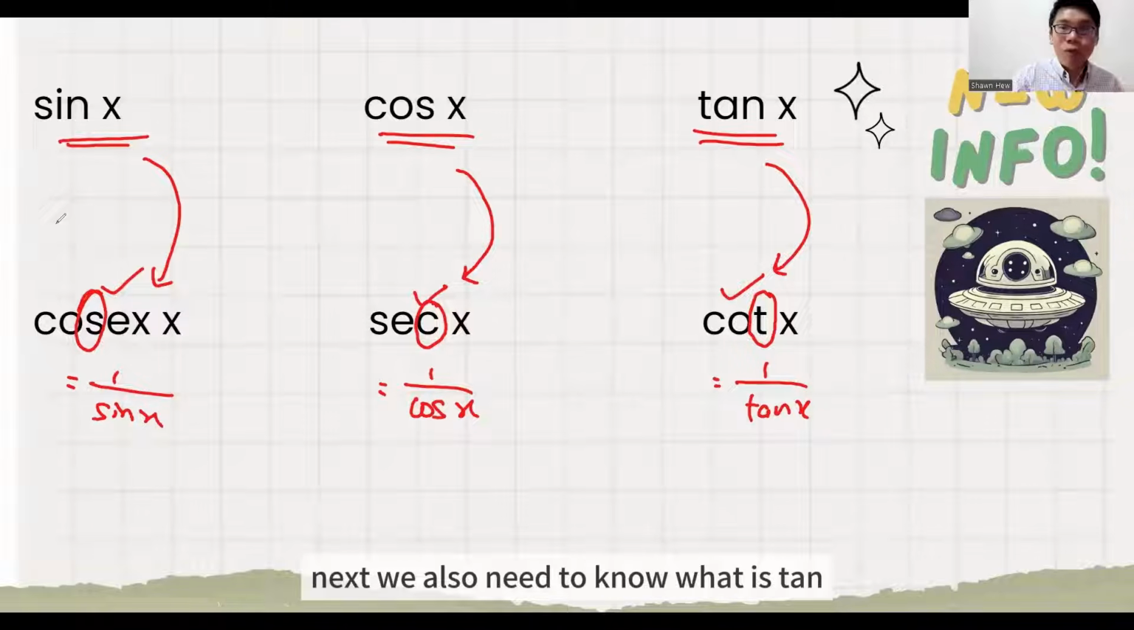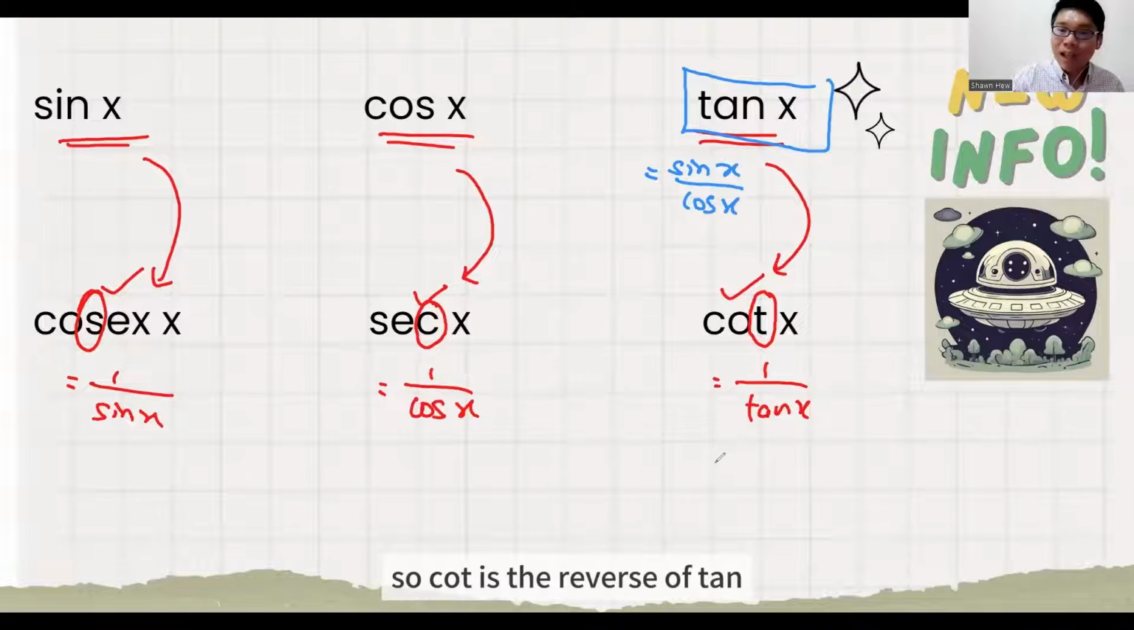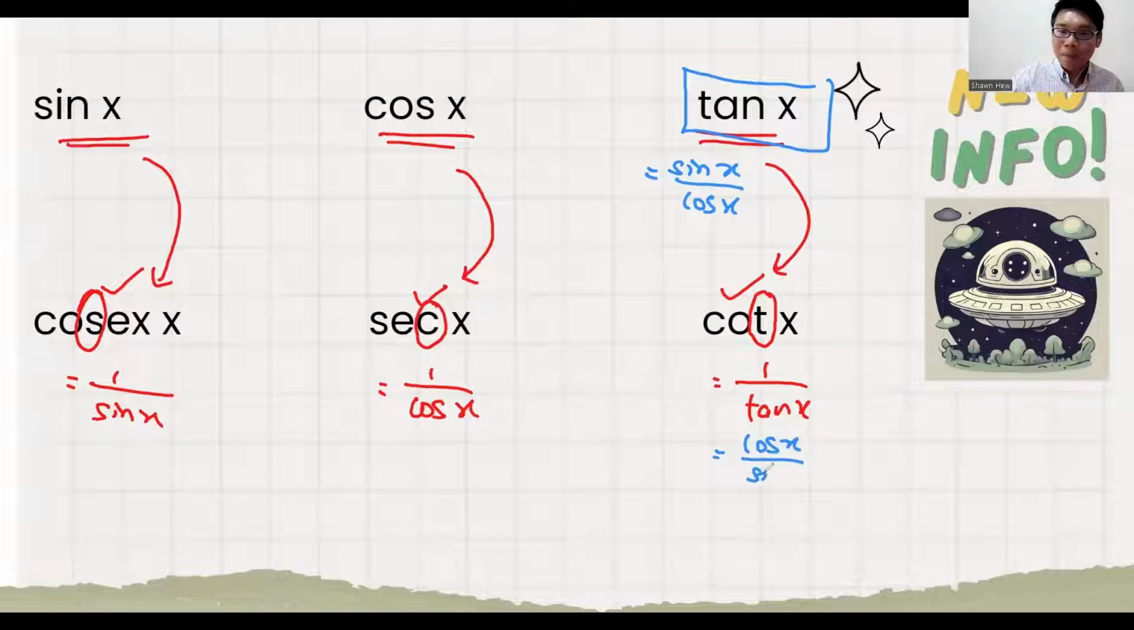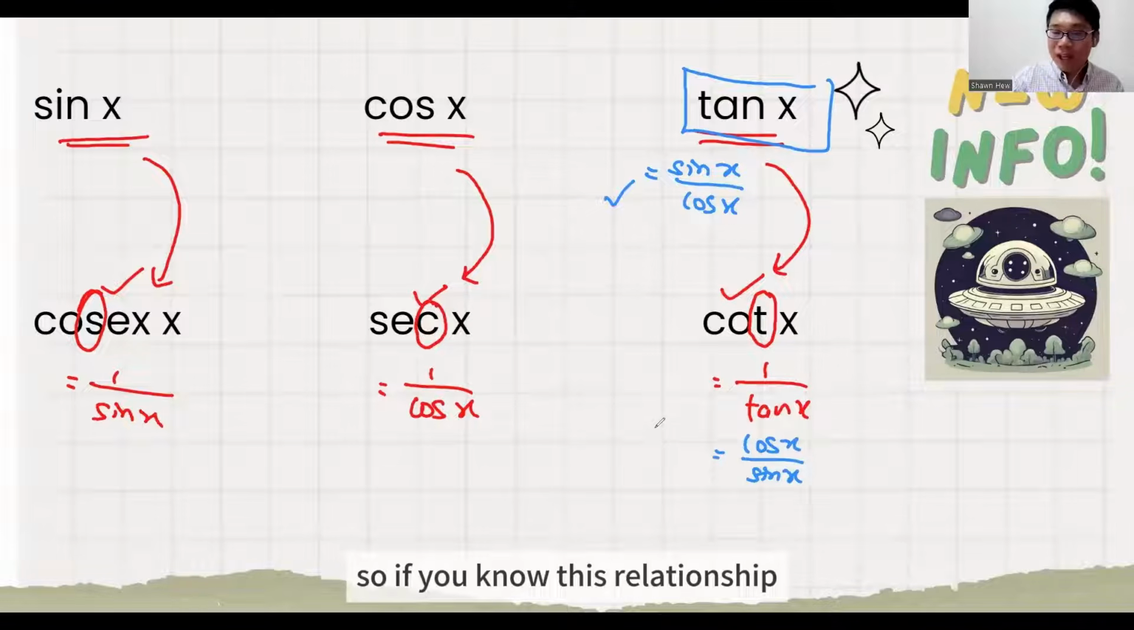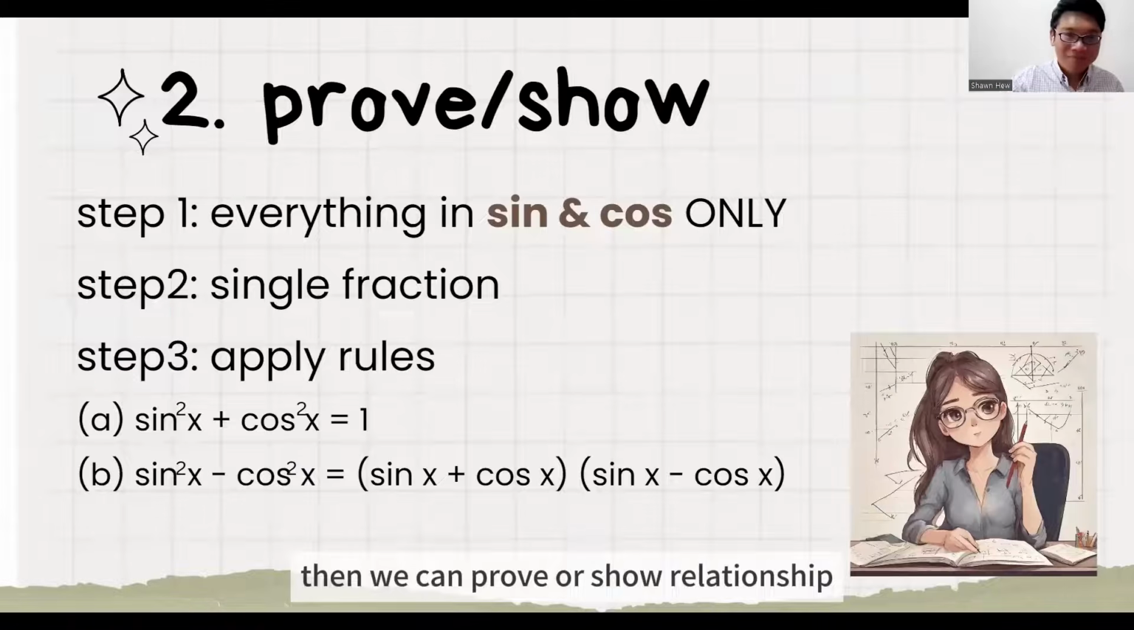Next, we also need to know what tangent is. Tangent is actually equal to sine x over cos x. So cotangent is the reverse of it, so it's cos x over sine x. If you know this relationship, then we can prove or show relationships.